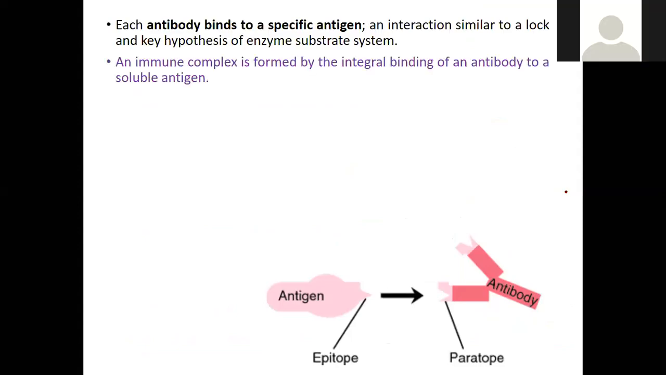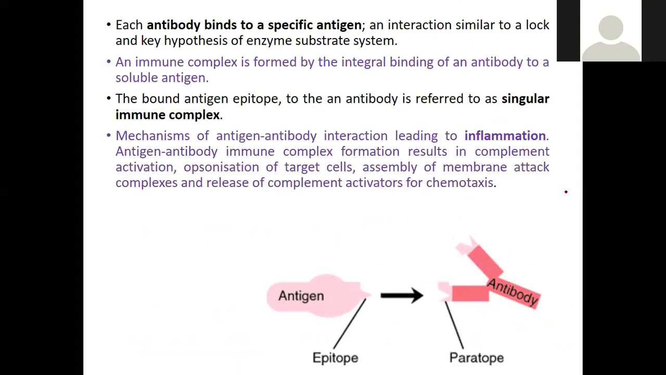So as we have seen, these antigen antibody interactions are more or less like what we saw in enzymology, where we studied a very beautiful hypothesis, the lock and key hypothesis. A similar hypothesis plays a role in having an antigen interact with a specific motif, wherein it binds to the antibody.